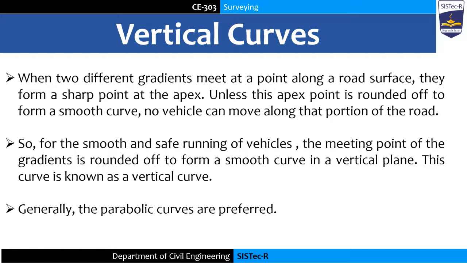So what is written in the first point? When two different gradients meet at a point along a road surface, they form a sharp point at the apex. Unless this apex point is rounded off to form a smooth curve, no vehicle can move along that portion of the road. Unless we form this apex point into a smooth curve, the vehicle will not pass. So for the smooth and safe running of vehicles, the meeting point of gradient is rounded off to form a smooth curve.